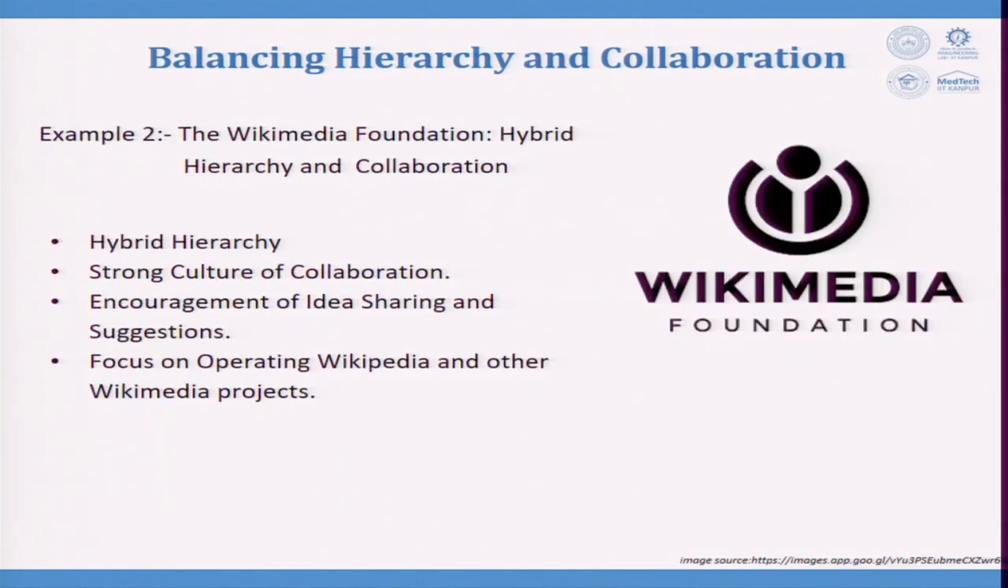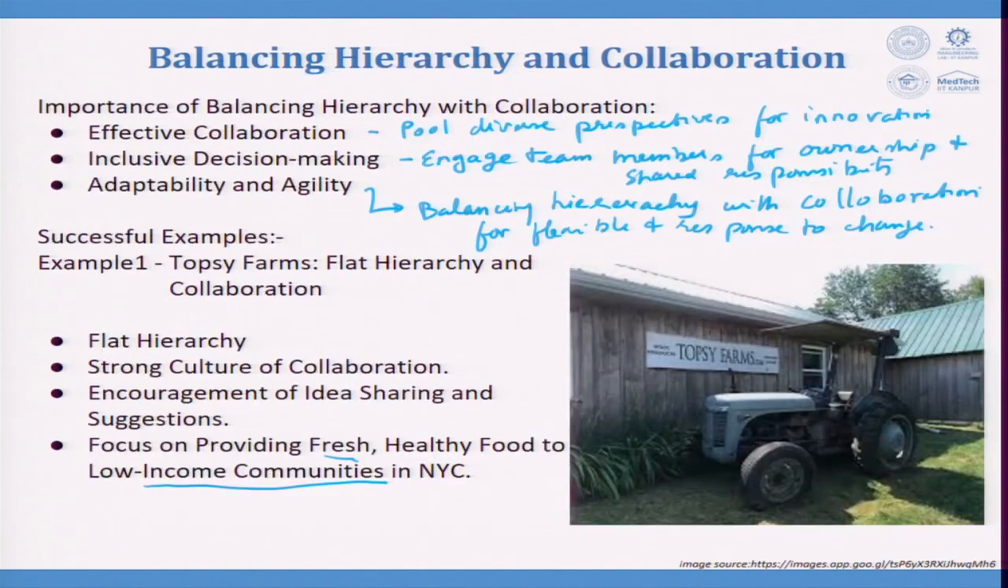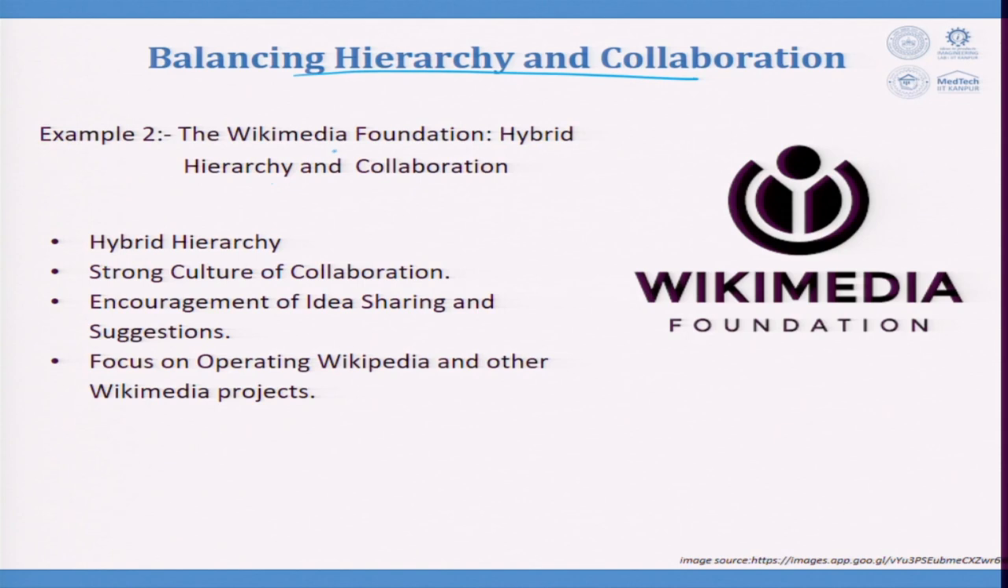The next example is Wikimedia Foundation, which is a hybrid of hierarchy and collaboration. Hybrid hierarchy is the most important buzzword here. It has a strong culture of collaboration. Idea sharing and suggestions are very much accepted. It focuses on operating Wikipedia and other Wikimedia projects. So, this is a balancing of hierarchy and collaboration. The first example is completely flat hierarchy and collaboration, Top C, and here Wikimedia is hybrid hierarchy and collaboration.